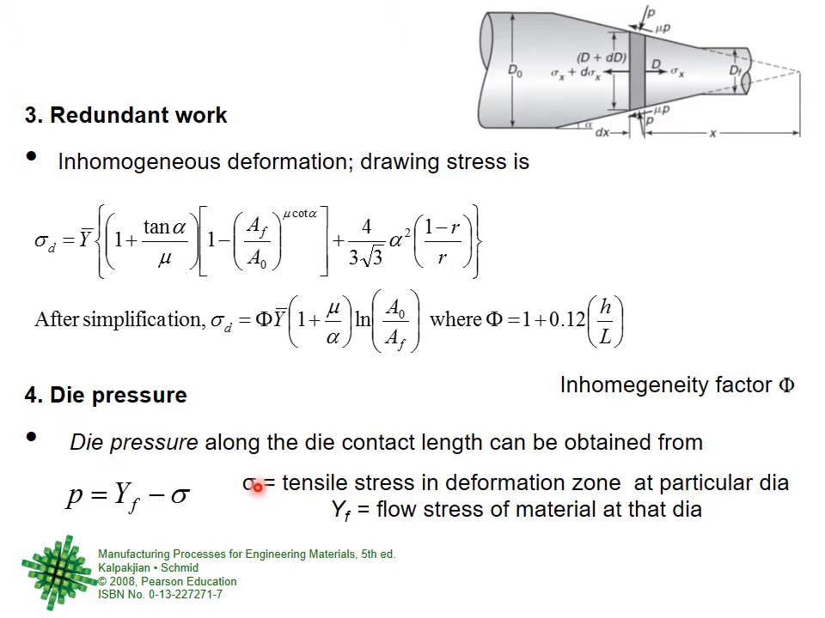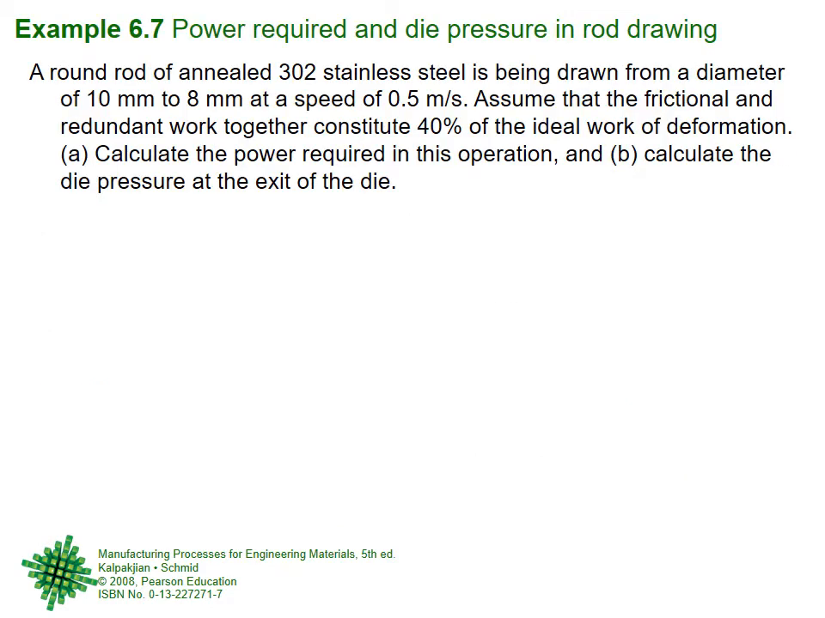So if you find sigma, we will show you later on, don't worry right now. So if you find sigma and you know the flow stress, then the difference between the flow stress and this tensile stress in the deformation zone, that is the amount of pressure that you are applying there. Okay, so these are 1, 2, 3, 4, the main equations of wire drawing.